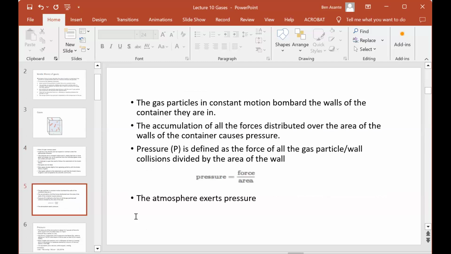The gas particles in constant motion bombard the walls of the container they are in. All right. They bombard the walls of the container, so that by so doing they create pressure. All right. So we have pressure. Gas has pressure. All right. And the accumulation of all the forces distributed over the area of the walls of the container causes pressure. So you can mix gases together, and then when you mix them together, they'll be creating pressure because the particles are hitting the walls of the container. So the area that the particles are hitting, and the force that they're using to hit the walls of the container, creates a pressure. All right. So the pressure is force divided by the unit area of the gas. All right.